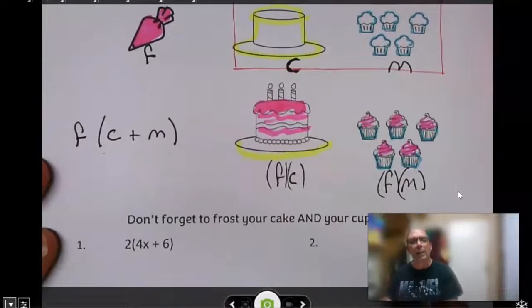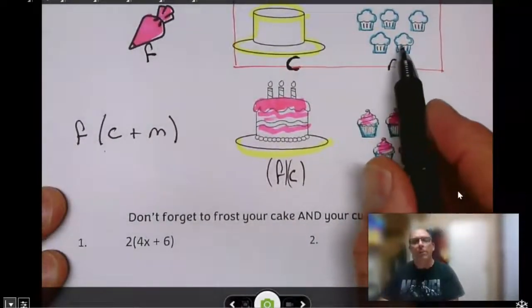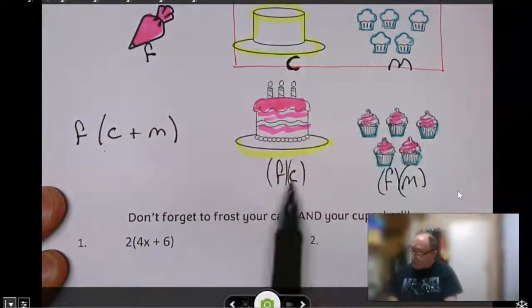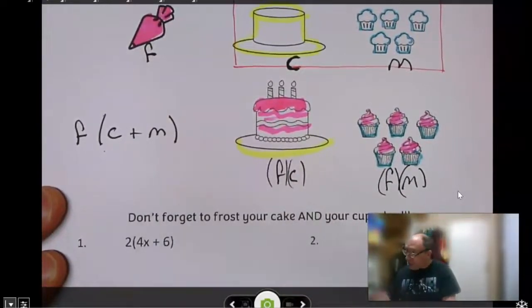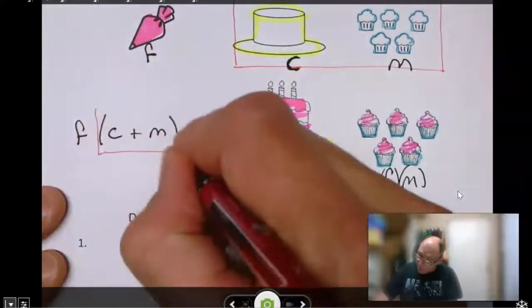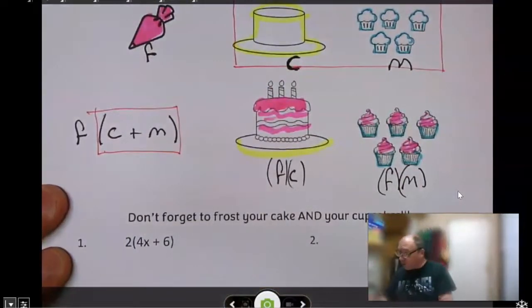And so this is kind of what distributive property does. And it helps to think, listen, I want frosting on my muffins too, not just the cake. And this is what we find happening, is that you forget to frost everything that was in the oven. All of this is in the oven, the cake and the muffins, and we have to frost everything.